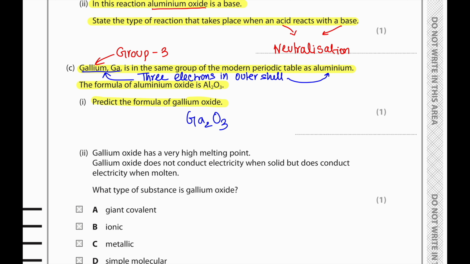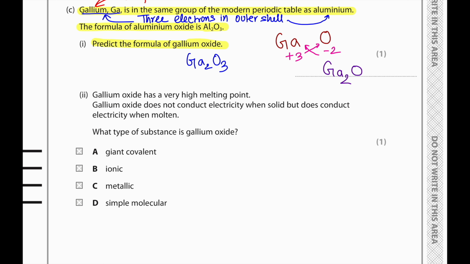Now guys, you can think of this in another manner just by using math as well. So Ga and O. Oxygen has the oxidation state of -2 and gallium has the oxidation state of +3. So when we exchange these numbers, we get Ga2O3. Gallium oxide has a very high melting point. Gallium oxide does not conduct electricity when solid, but does conduct electricity when molten. What type of substance is gallium oxide?